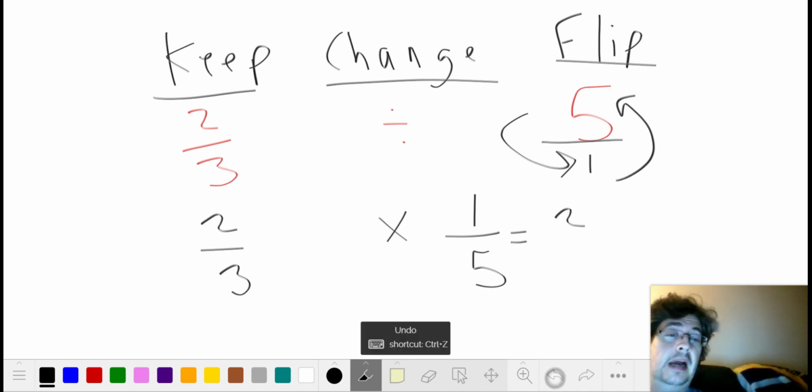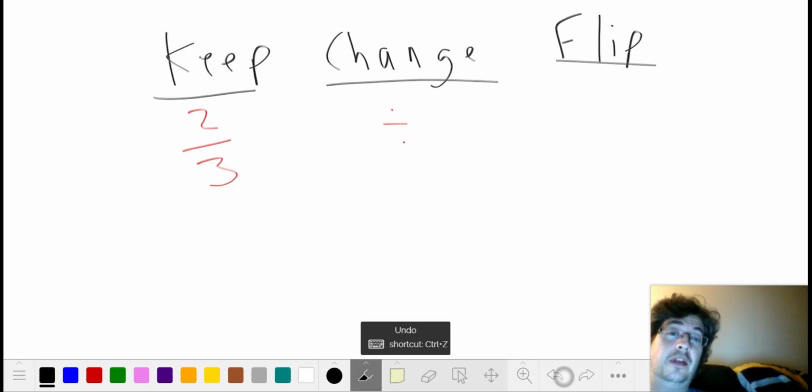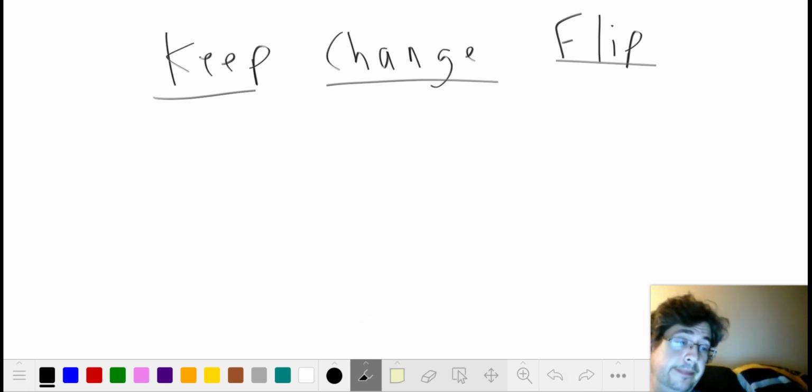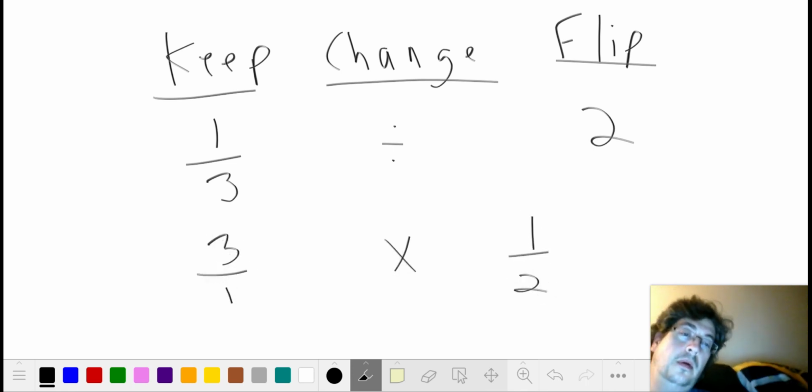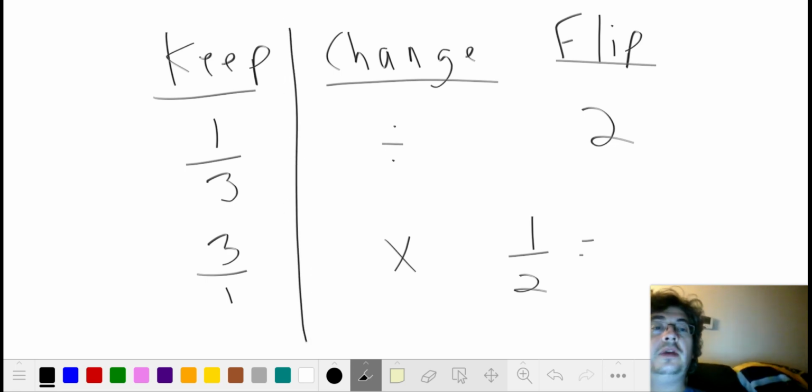Okay. I will say this about the keep, change, flip method. Many times I see students mess this up by doing keep, change, keep, or flip, change, flip. Okay, so what do I mean by that? So a lot of times what I'll see is if I got a student dividing 1/3 by 2, they'll flip the first number and the second number. Okay, that's not going to work out. Okay, you have to keep the first one the same. You got to flip the second one. All right, that's how that trick works.